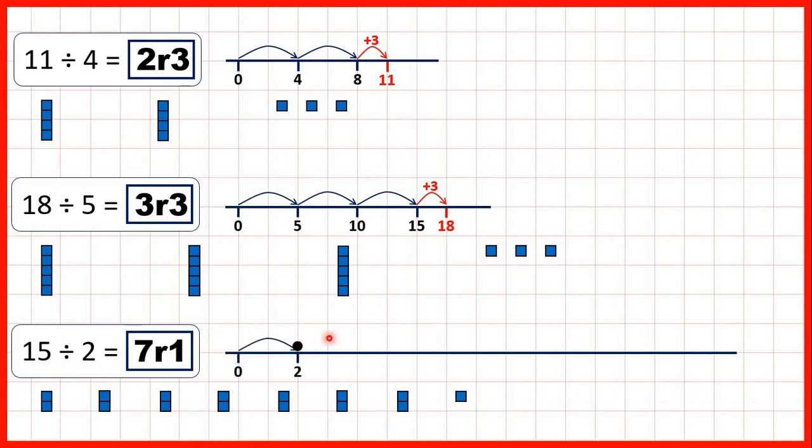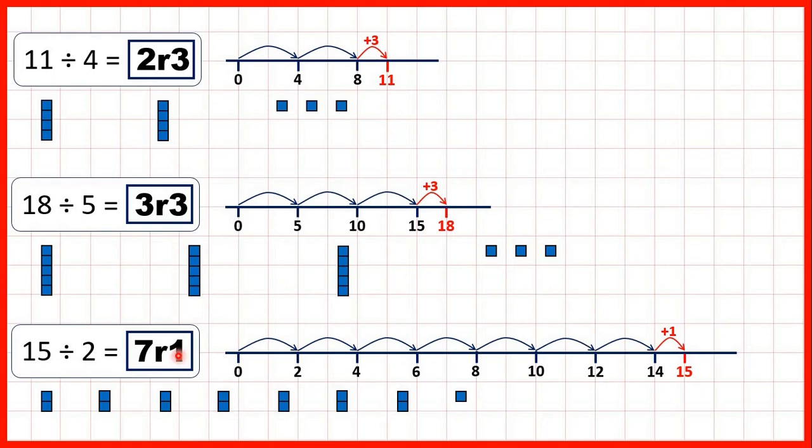Now, for 15 divided by 2, we can jump in 2s. So we have 2, 4, 6, 8, 10, 12, 14. Now we can't jump to 16 because we can't go past the dividend. We can't go past the number we're dividing. So we need to stop at 7 jumps of 2, but then from 14 we need to add 1 to get to 15. So because we made 7 jumps of 2 and then needed 1 more, our answer is 7 remainder 1.